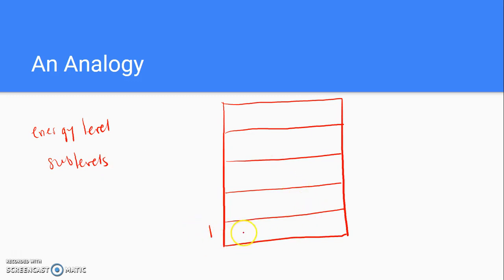The first energy level in this apartment building, it only has 1 sublevel. It has the S apartment because the sublevels are S, P, D, and F. The orbitals that make up the sublevels for me are kind of like the rooms. So that gives us 4 choices. We can have a 1-bedroom, a 3-bedroom, a 5-bedroom, or a 7-bedroom. So if this is our apartment building and the first level only has the S sublevel, it only has 1 room. So I'm only going to divide it that way. Now, the second floor, the second energy level, it has 2 sublevels. It's got the S and then it's got the P.